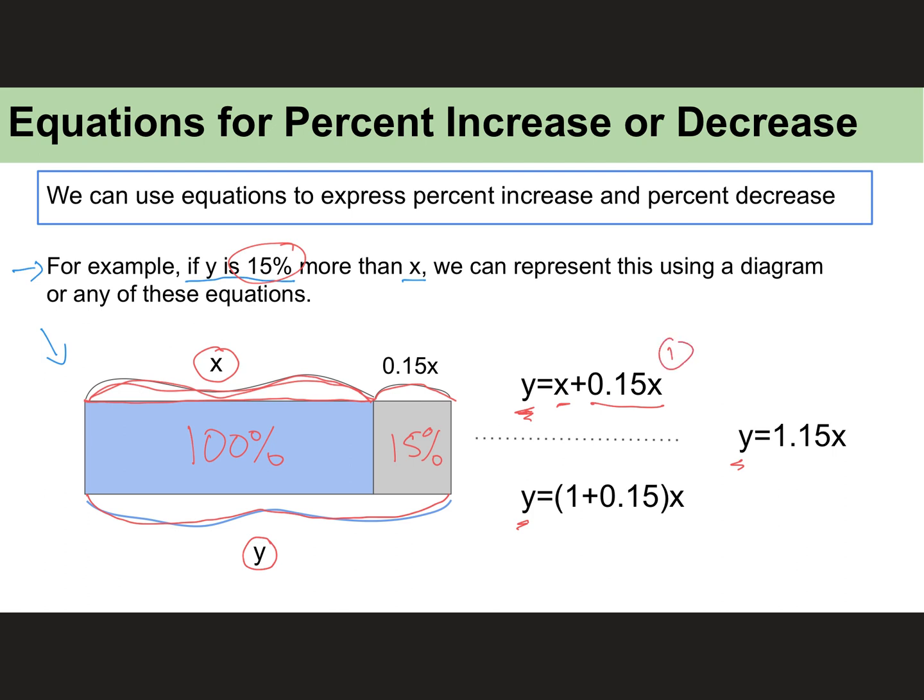Another way I could write the equation is down here. Y is equal to 1 plus 0.15x. What does that mean? Well, y is equal to 100% of x plus 15% of x. And 100% is the same as 1 as a decimal, and 15% is the same as 0.15 as a decimal. So overall, our nicest equation is this one. Y is equal to 1.15 of x, or 15% more than x.